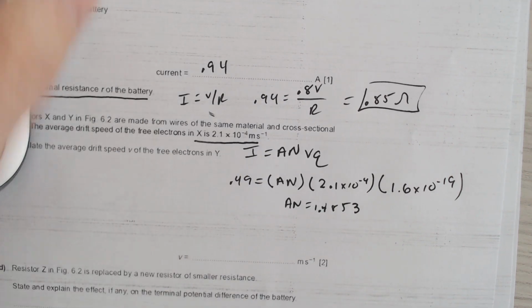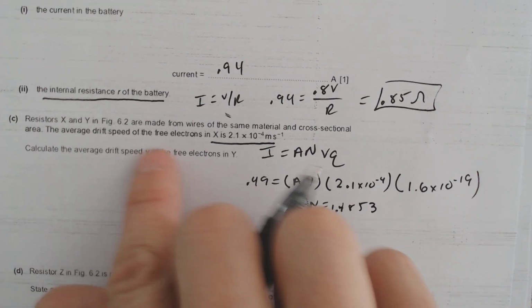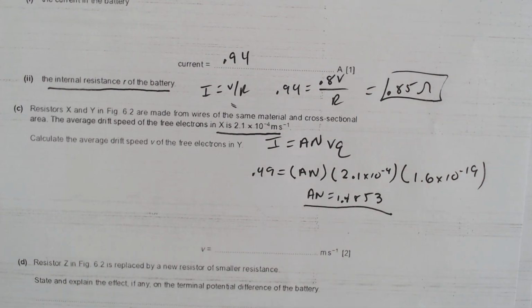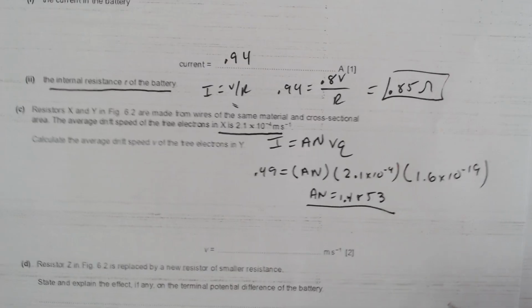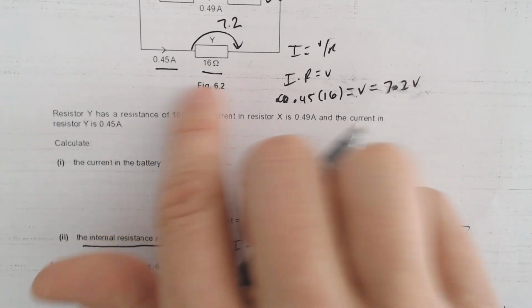You're going to use that AN to find what the drift speed going through Y is. Because the AN is the area of the wire and the number of electrons in the wire. If it's the same wire, then it's going to have the same amount of electrons per unit volume and the same area. So we're going to just change out the current to figure out the drift speed going through Y.